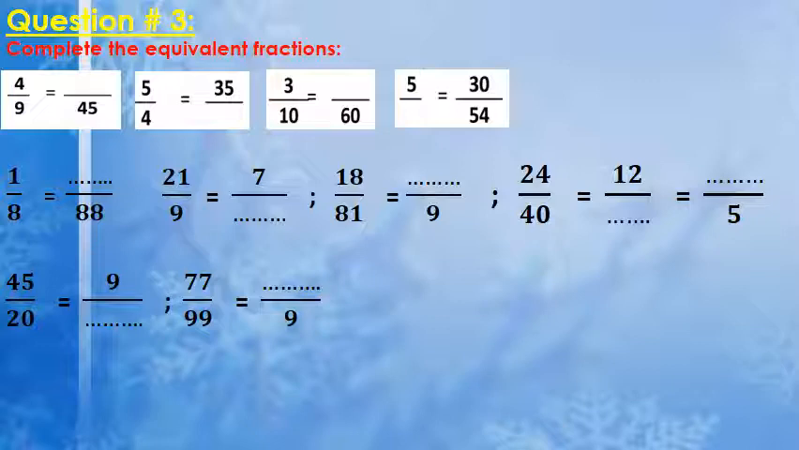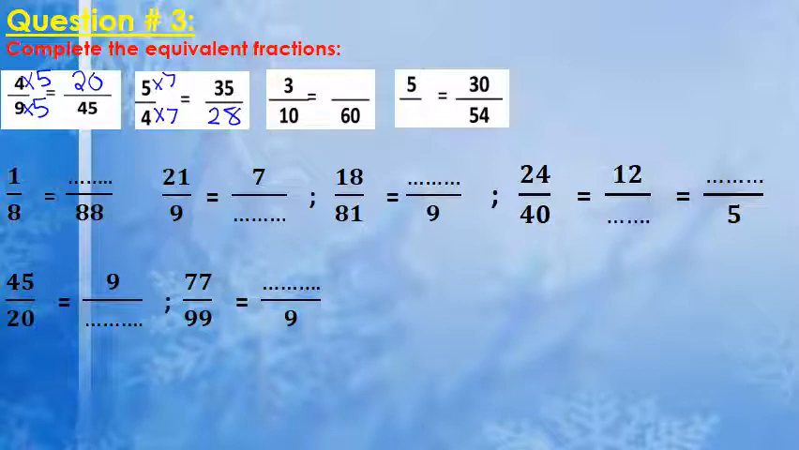We have 4 over 9 equal how much over 45? 9 became 45. How? We multiply down, we multiply up. 9, we multiply it by 5, it becomes 45. So 4 times 5 is 20. 5 over 4 equal 35 over how much? 5 became 35. How? We multiply up, we multiply down by 7. 4 times 7 is 28.